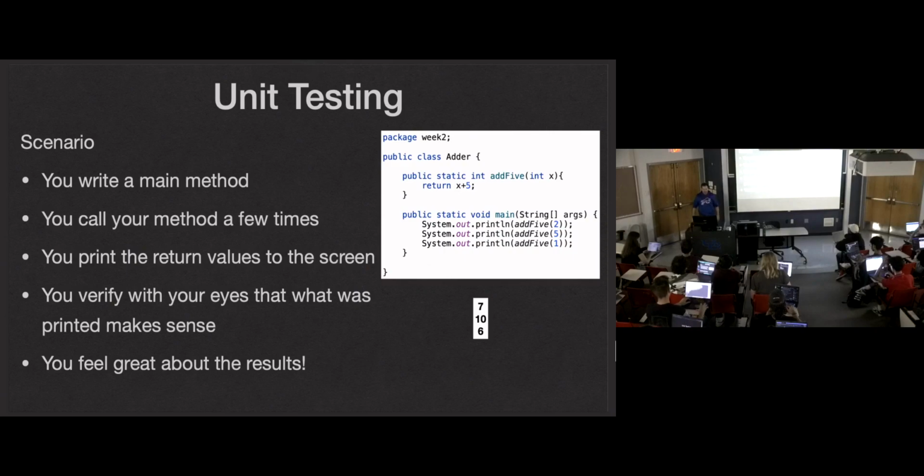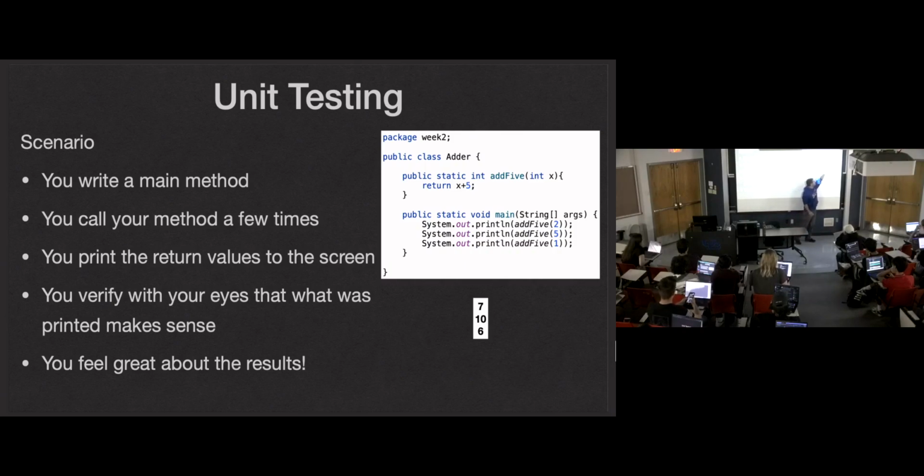So we're not distracted by the method itself. And here's what I would expect you to do right now if I said, test this method, make sure it actually does what it's supposed to do. You would do something like this. You write a main method, you call your method several times, print out the results, and then verify with your eyeballs, did it do what it was expected to do?